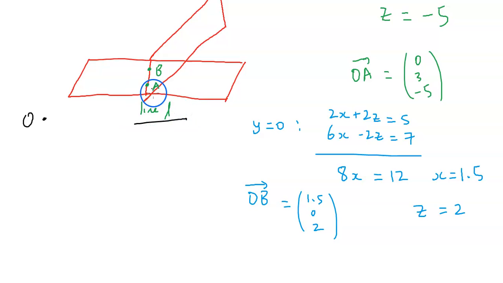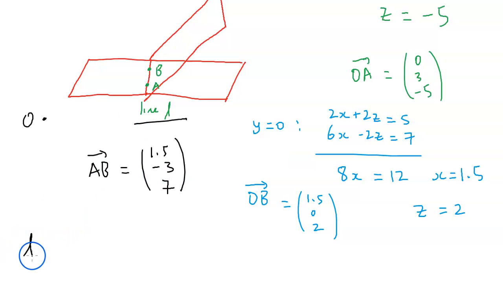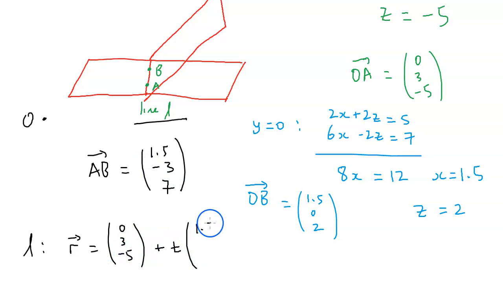And now we're ready to get a vector equation of our line L, because we know that the vector AB is equal to OB minus OA. So 1.5 minus 0 is 1.5, 0 minus 3 is negative 3, and 2 minus negative 5 is 7. So that means that the vector equation of our line L is r equals OA, which is (0, 3, -5), plus t times AB, so (1.5, -3, 7). And that's all for that question.